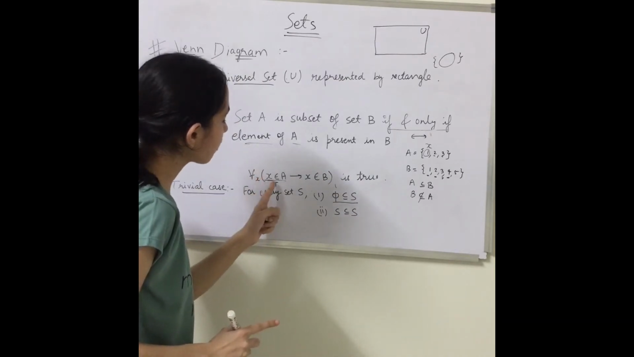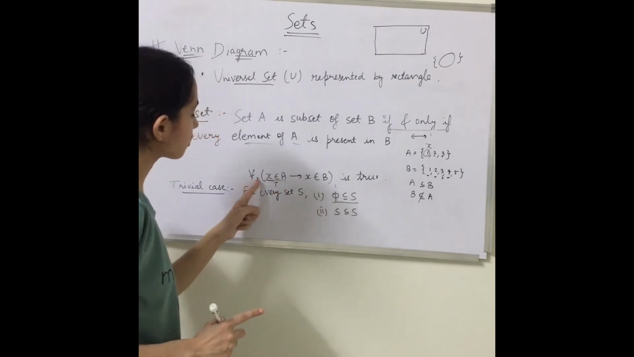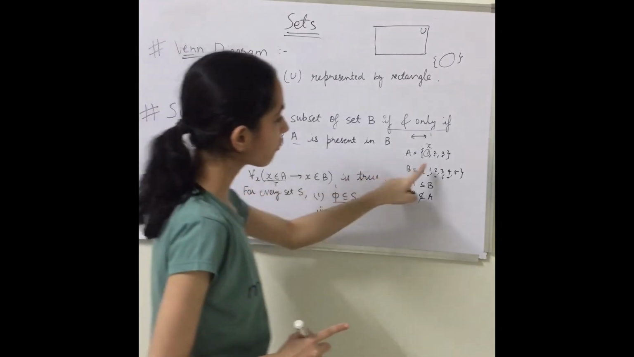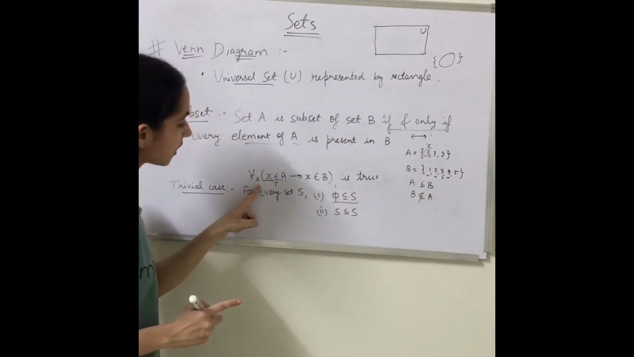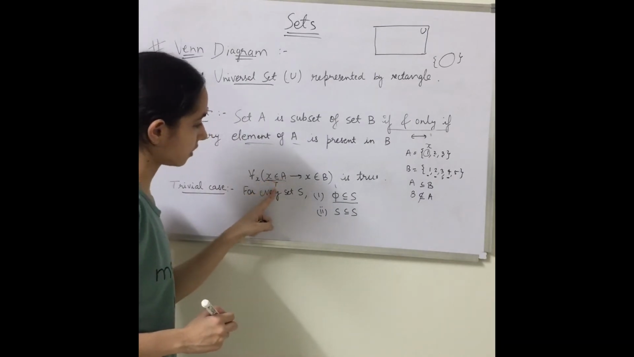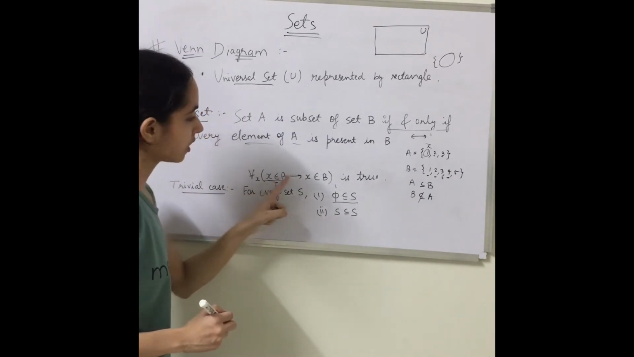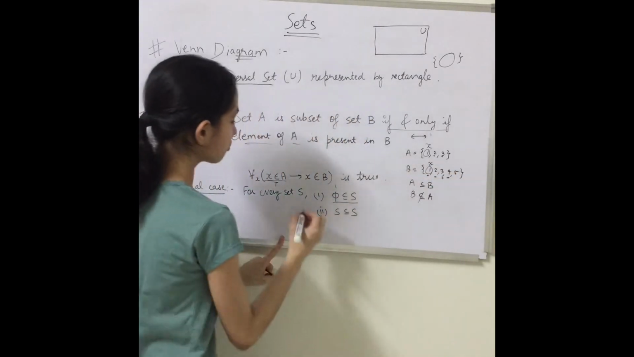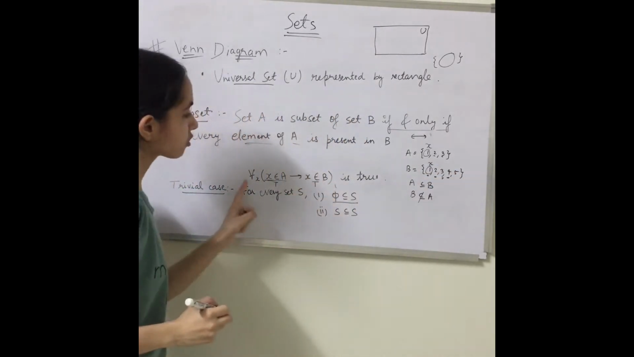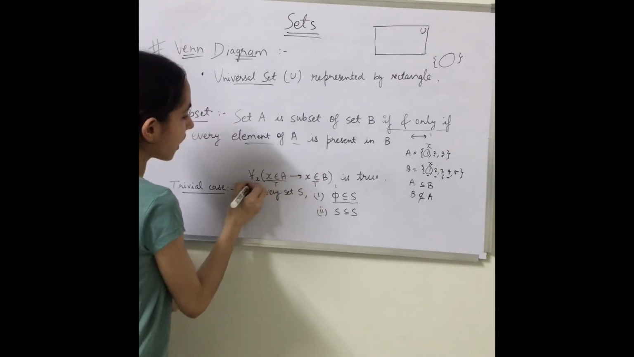Okay, so if x belongs to A, and for all x, we use for all x because not for one value, we check for all values, right? So for all values of x, if x belongs to A, if this becomes true, then this element also belongs to B. So this is also true. So the whole thing is true and it is valid for all x.